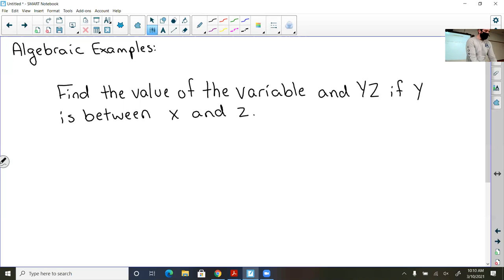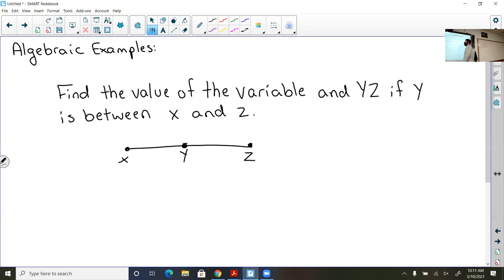All right, so we're going to start off these problems with a little bit of information. It says find the value of the variable and YZ. Since there's no symbol above the Y and the Z, I know it's asking me for a numerical value, so they want me to find the measurement of YZ if Y is between X and Z. Now, it's just between. So it didn't say it's exactly in the middle. It just said it's somewhere between X and Z. So if I were to draw this picture, if it's between X and Z, I know that that is X and the other one is Z, and Y is just somewhere in between.